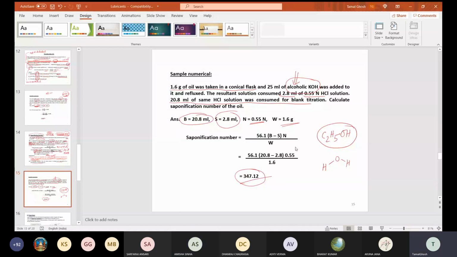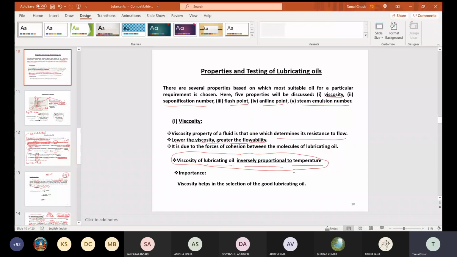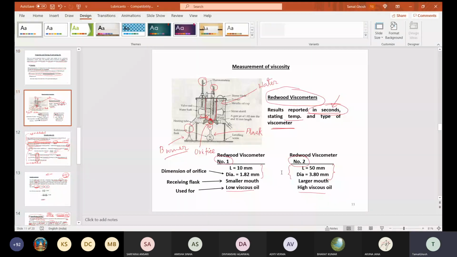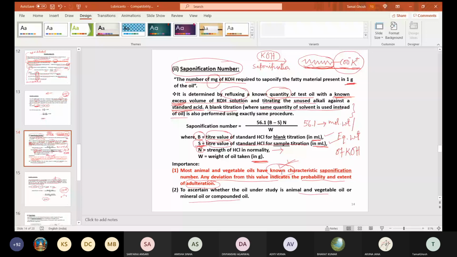Okay, so we are going to stop here. Sir, tell me, in this case, what will be our solvent? It will be ethanol or water? Main solvent is ethanol. I think you are thinking about the blank titration. For the blank titration, we can use the same quantity of water.